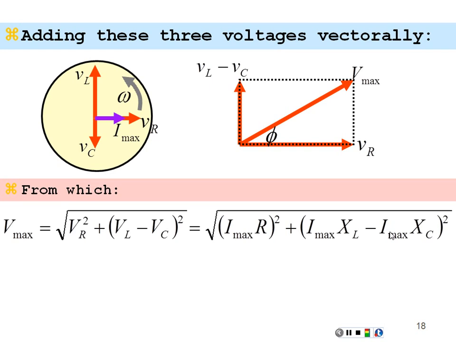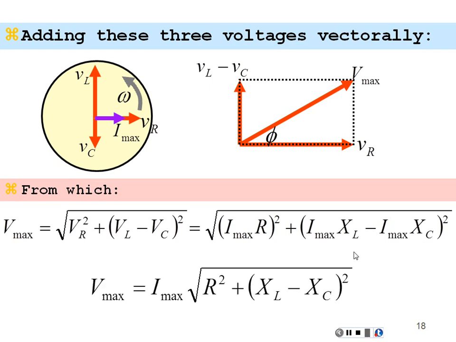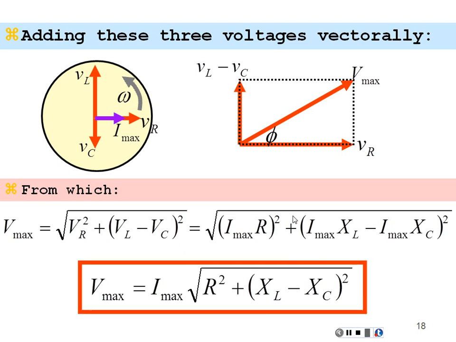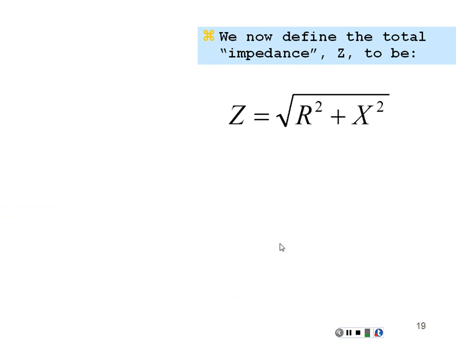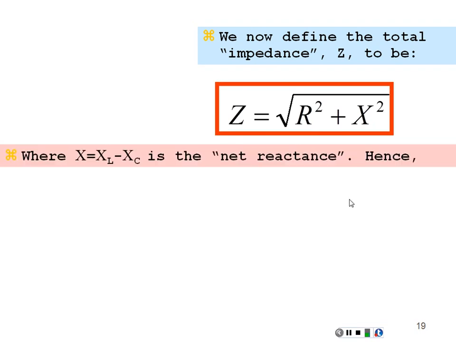Let's factor out an I max out of everything. And we would have that V max is equal to current max times the square root of R squared plus X sub L minus X sub C, that quantity squared. Well, we now define what we call impedance, Z, to be equal to the square root of our resistance squared plus our net reactance squared, where our net reactance is equal to the inductive reactance minus the capacitive reactance.